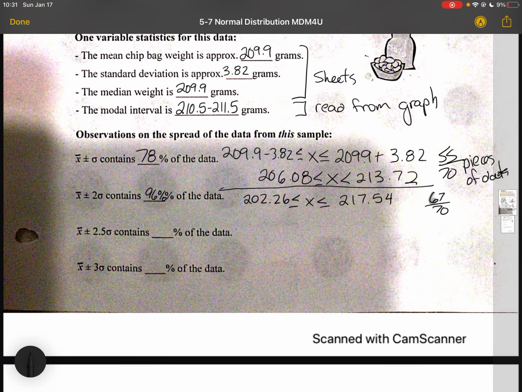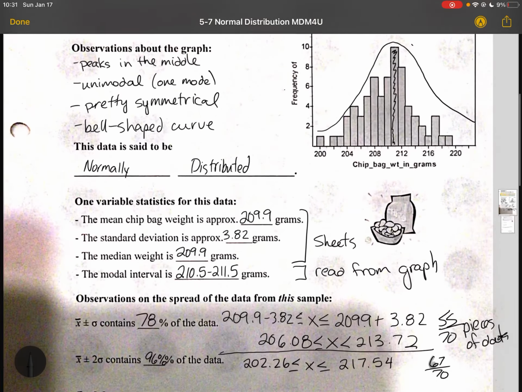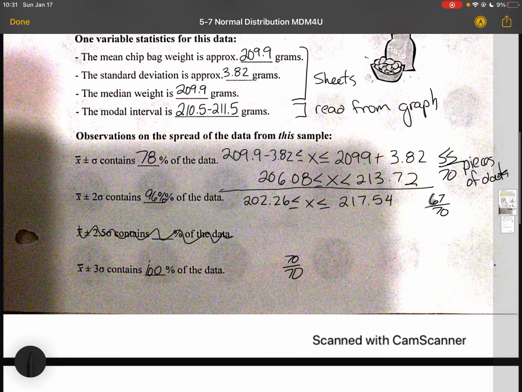So now if we go, let's see, we only have one more piece there. We don't need to do this one here. So here, if we expand by another sigma, we're going to get 100% of the data, or 70 over 70 pieces. So that is for our particular sample.